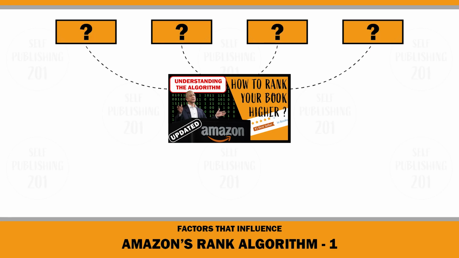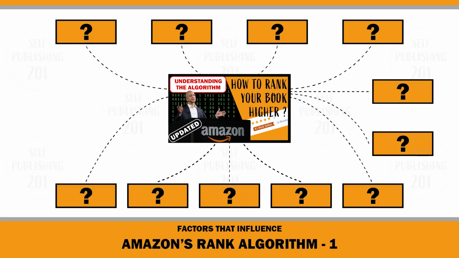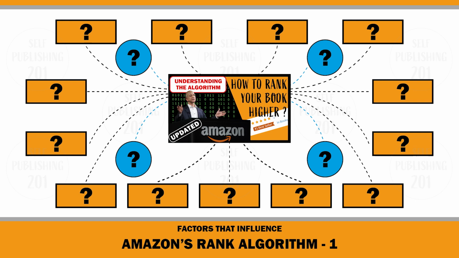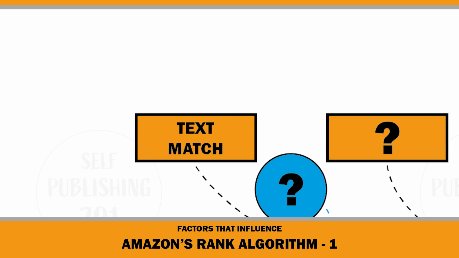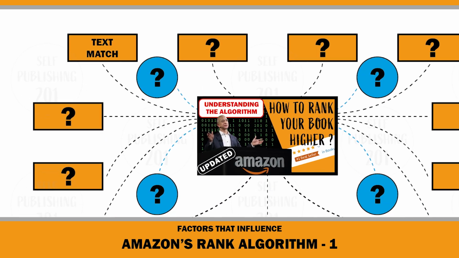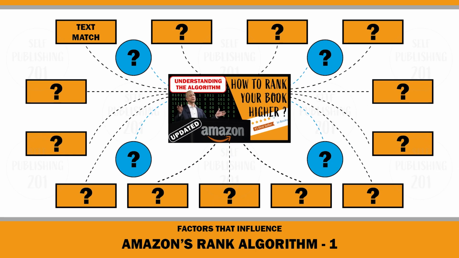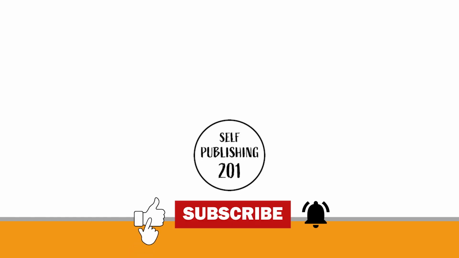I talked about 14 factors that influence the Amazon rank algorithm in one of my recent videos. In today's video, I will go into detail about the first factor. It is text matching. If you are not selling enough books on Amazon, you should better understand the impact of text matching on search algorithms before you publish your next KDP book. Let's talk about this now.